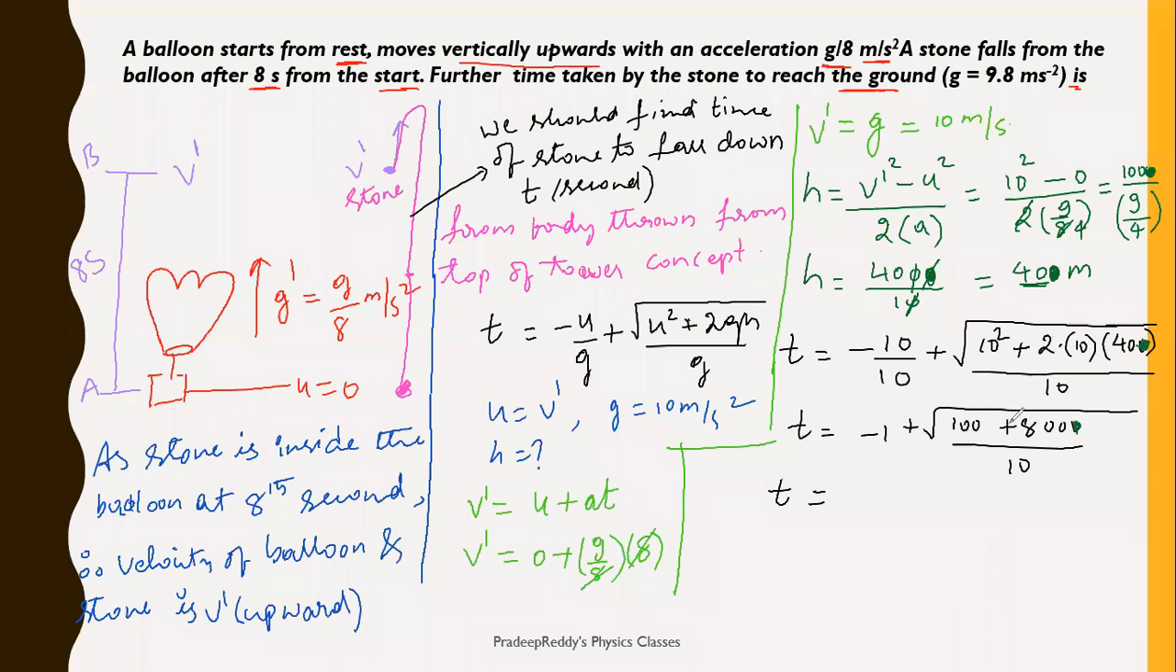800 plus 100, 900. Minus 1 plus root 900, that is 30, divided by 10. So 30 minus 1, it is 29 divided by 10, which is equal to 2.9 seconds. That is the time, final time taken by the stone to reach the ground.